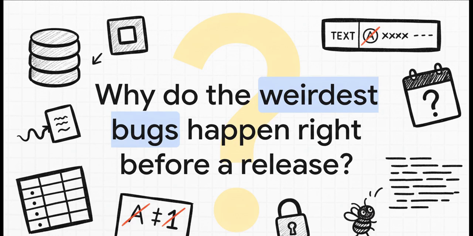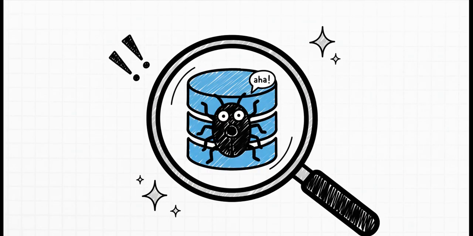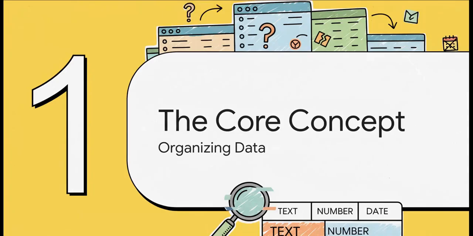It's so frustrating. Well, what if I told you the problem isn't always in the code you're looking at? A lot of the time, the real troublemaker is hiding in plain sight, right there in the database foundation. So in this explainer, we're going to drag that invisible culprit into the light. You're about to get the skills to spot these problems way before they turn into a last-minute fire drill. Let's dive in. It all starts with a really simple idea.